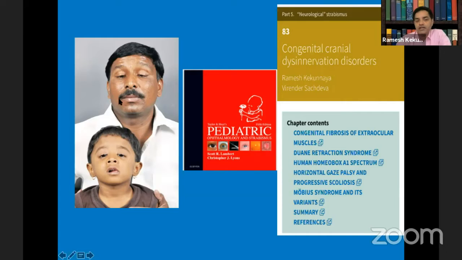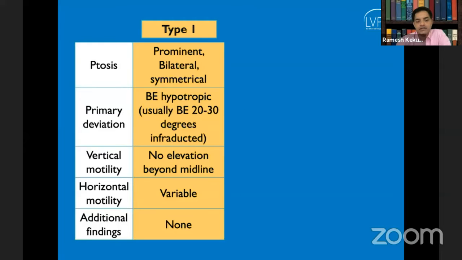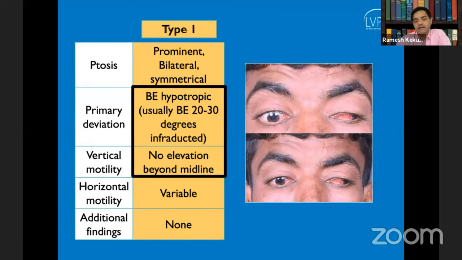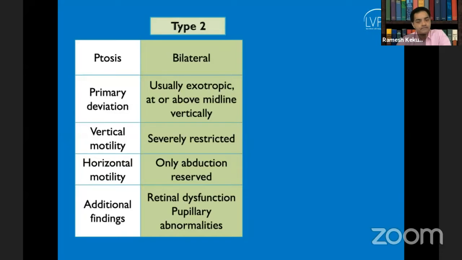Autosomal dominant, you can see in this picture here. Type 1 is hypotropic. Mostly they have autosomal dominant type of variety. The type 1 can have exotropia, as you can see here, exotropia as well as hypertropia. The elevation is not usually beyond midline, and there could be a perverted convergence on upgaze.